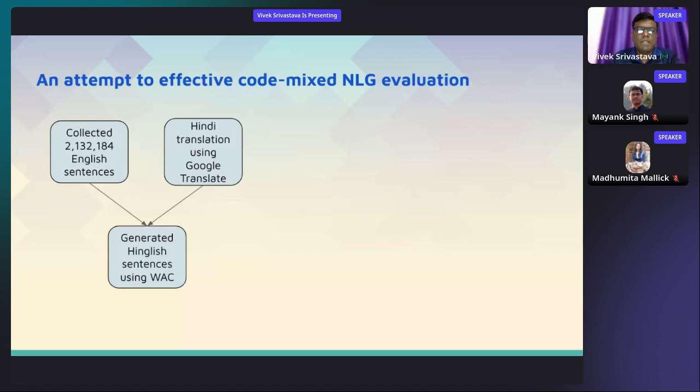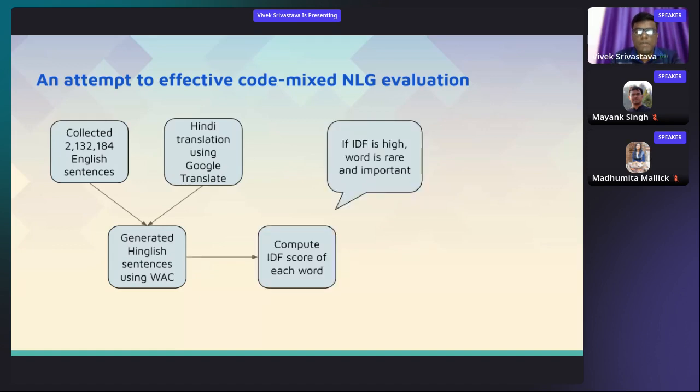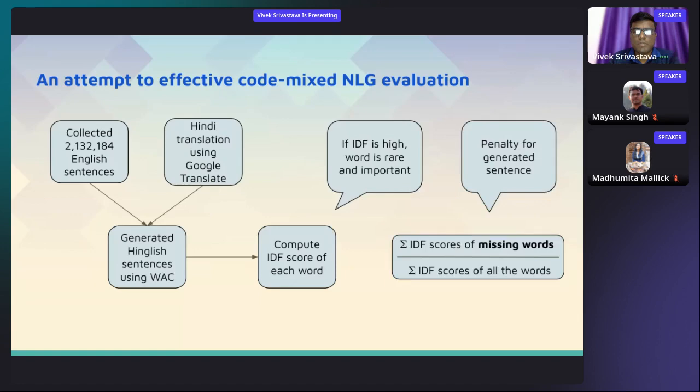We did the Hindi translation using Google Translate, and generated the English sentences using the algorithm that we already have, that WAC algorithm. And we compute the IDF score of each word. So if the IDF score is high, that means the word is rare, and it should be an important word that shouldn't have been missed from the example.